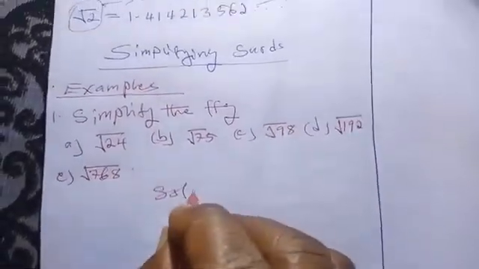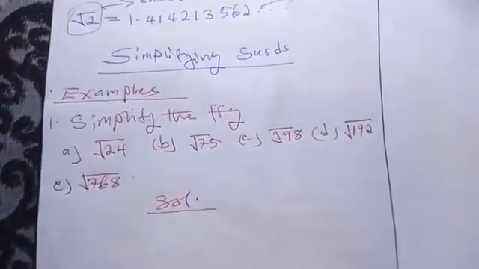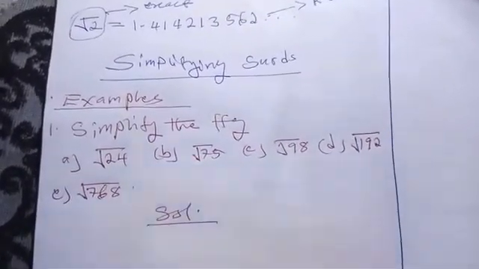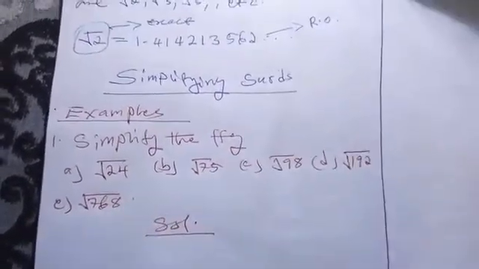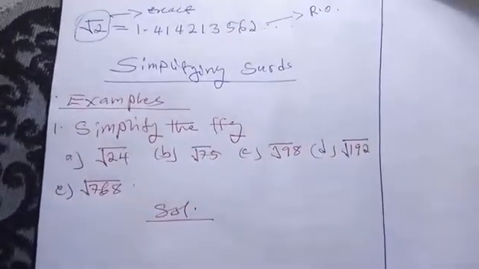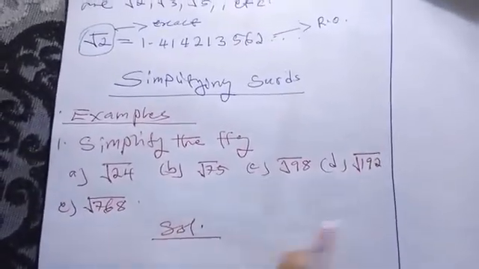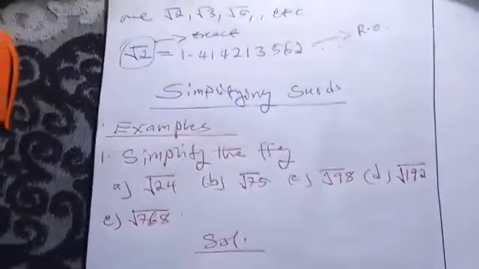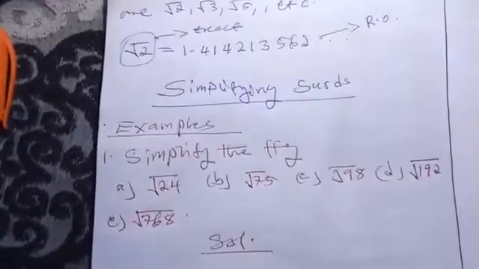Now, in simplifying surds, I cannot just press my calculator to give me the square root of 24, which is going to be 4.89 something. I don't need that. It's going to give me a whole lengthy expression, and it's not going to be convenient for my work. So now I'm going to simplify this.